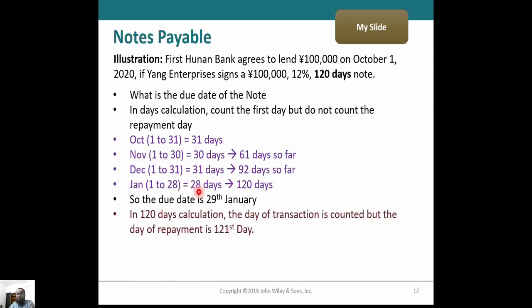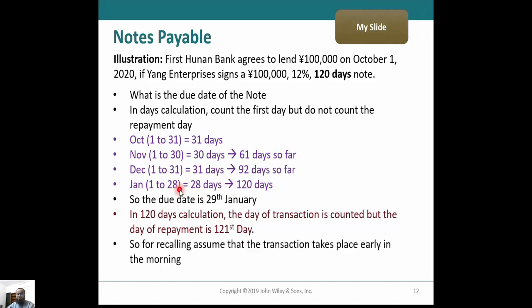So in the 120 days calculation, the day of transaction is counted, that is 1st October, but the day of repayment is the 121st day. So keep in mind that the repayment day is not the 120th day, it's not 28th January, right? Because 28th January has to be counted for the calculation of interest. It means we keep the money with ourselves. Interest is the cost of using money. So 120 days are completed on 28th January, midnight, and the due date is the 29th January.